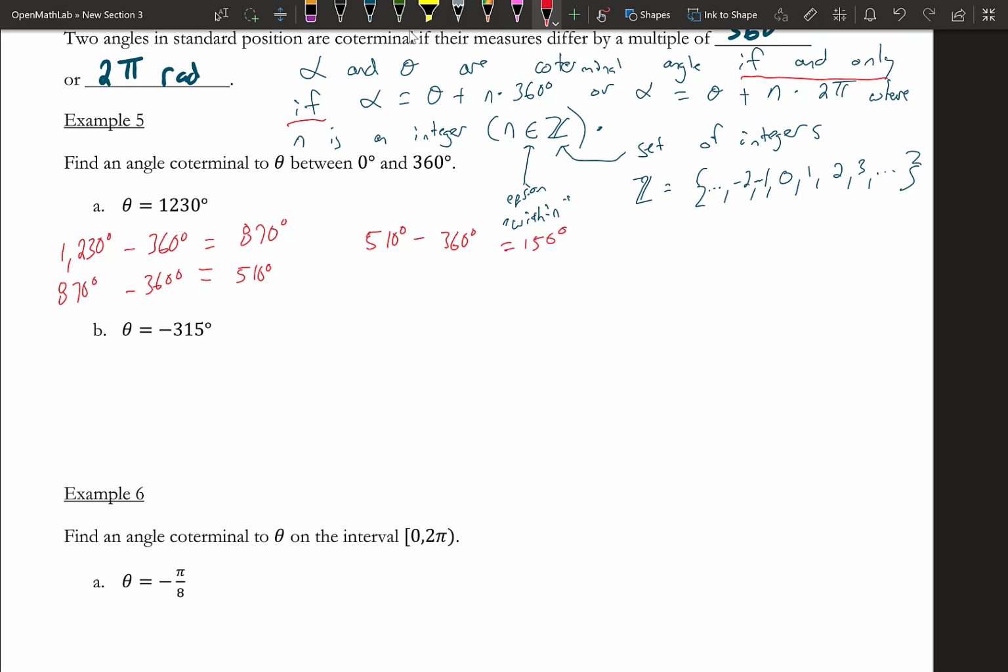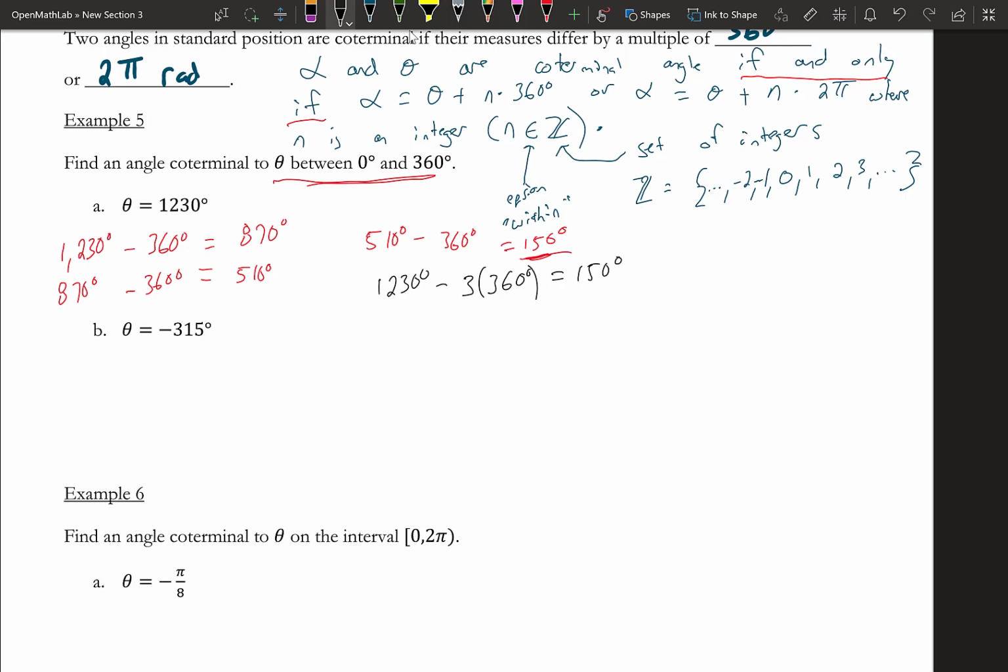So finally we're where we want, and this is the angle that's coterminal that meets this criteria. Basically what we did is we took 1,230 degrees and subtracted off 360 three times, so that would be 3 times 360, which would equal 150 degrees. That's maybe the quicker way to get it, but sometimes it's not so easy to know how many of the 360 degrees we can take off.